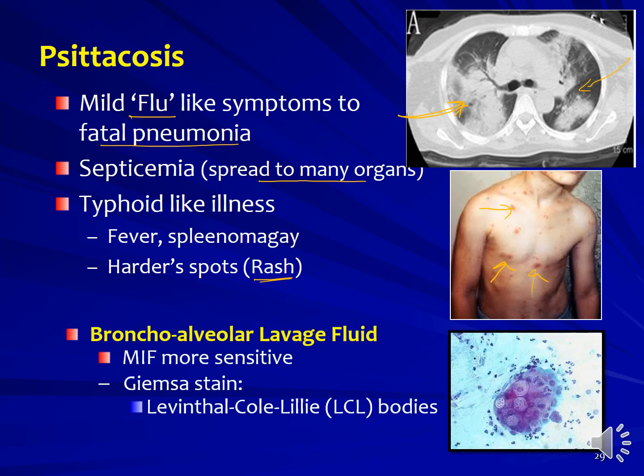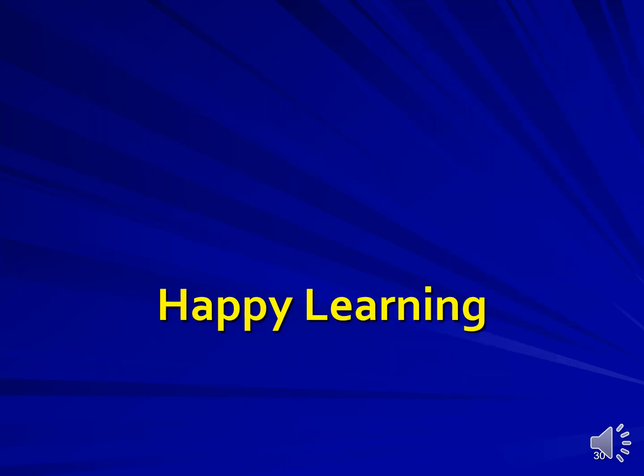Bronchoalveolar lavage fluid has to be collected, and with that we can do the microimmunofluorescence test, which is more sensitive, or we can subject it to Giemsa stain, where you can see the LCL bodies. Inside the cell you can see many round or pear-shaped inclusion bodies inside the infected cells. These are the chlamydial infections, their modes of transmission, the sites of infection and the various complications they produce. Thank you very much.